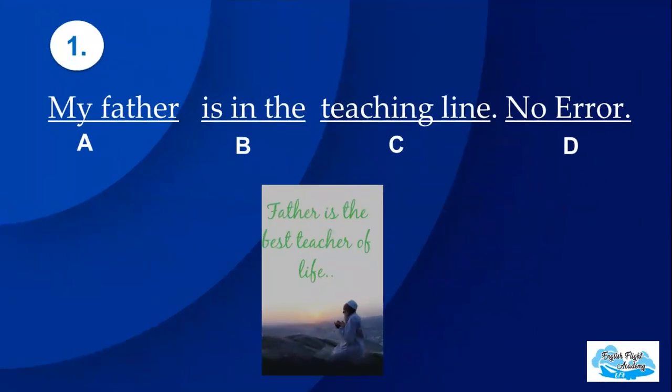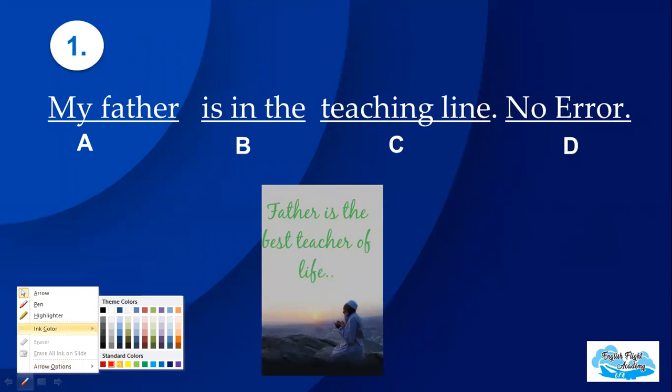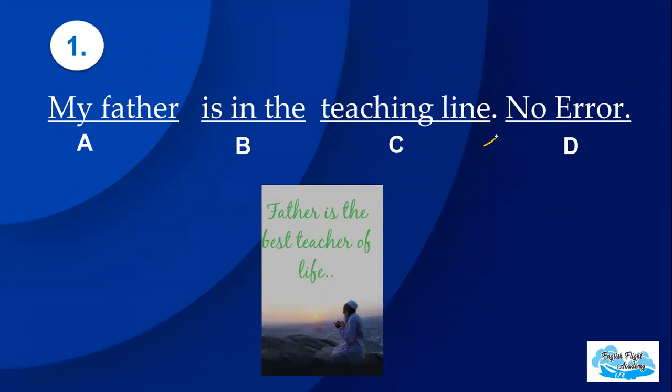The sentence given in the exam will be like this. My father is in the teaching line. And the sentence is divided into 3 parts, A, B, and C. And also D, which has no error. So you need to identify which part has the error. Now read this sentence carefully and spot the error. My father is in the teaching line. Where's the error? Is it in part A, part B, or part C? Or there's no error? There's an error. And the error lies in part C.